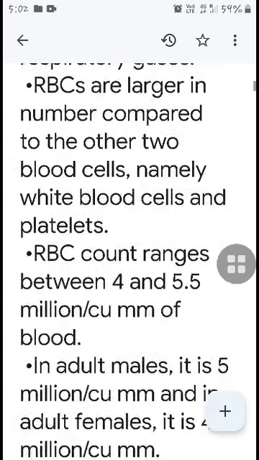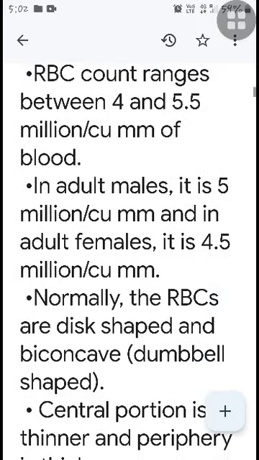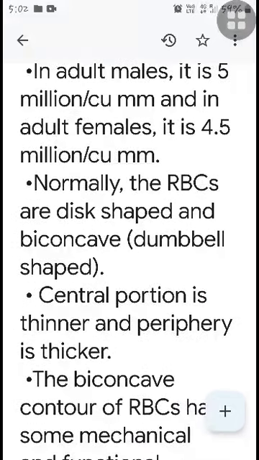RBCs are larger in number compared to the other two blood cells, namely white blood cells and platelets. RBC count ranges between 4 and 5.5 million per cumm of blood. In adult males, it is 5 million per cumm, and in adult females, it is 4.5 million per cumm.